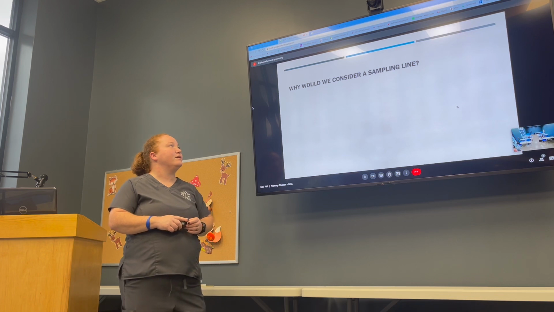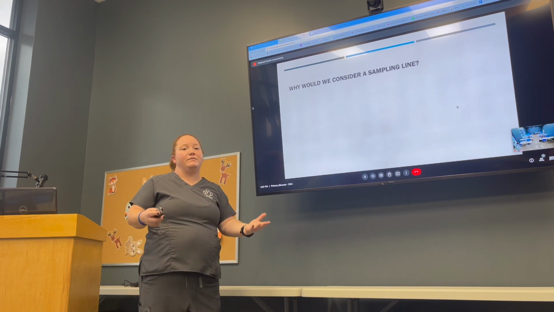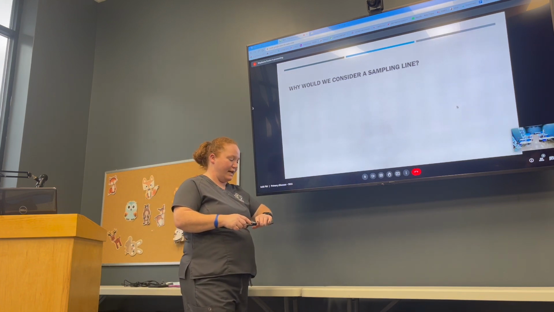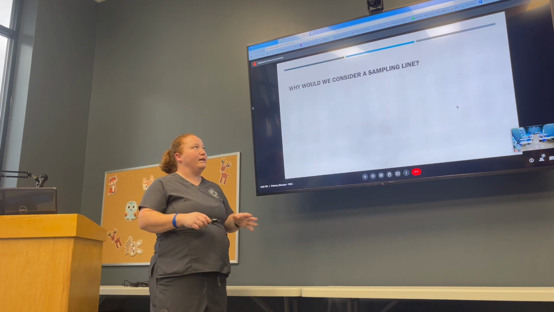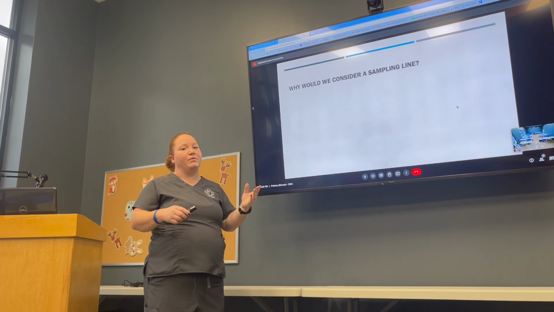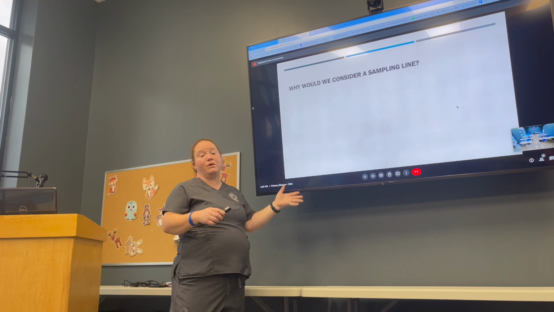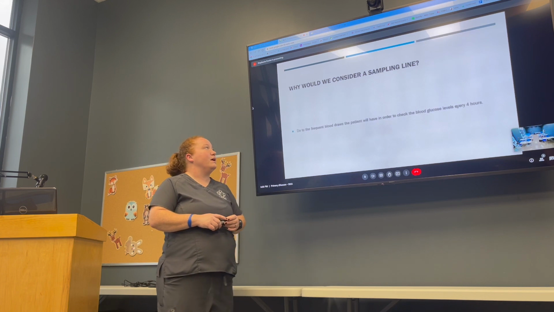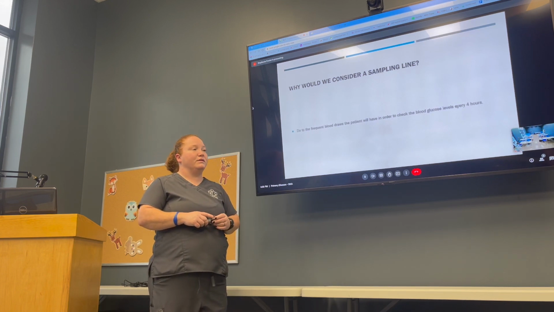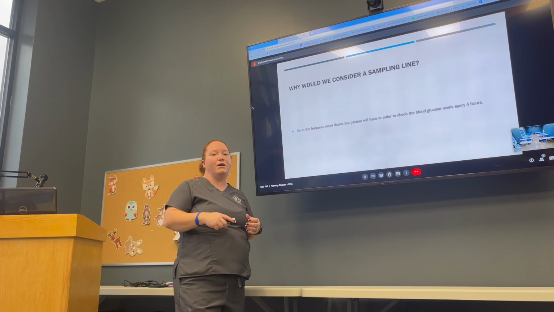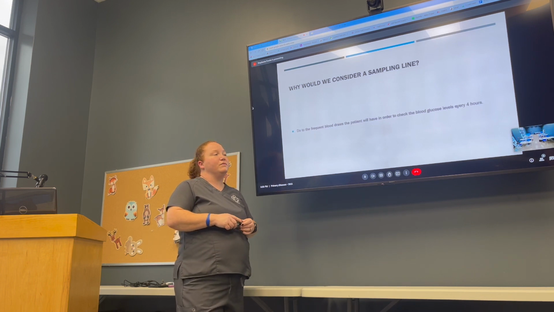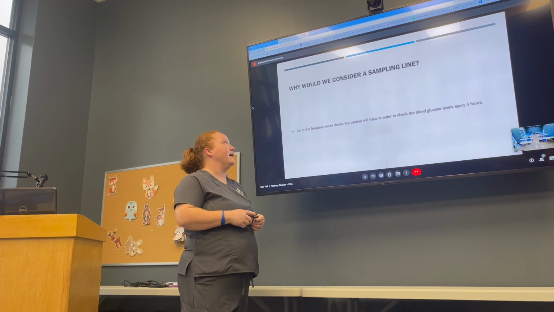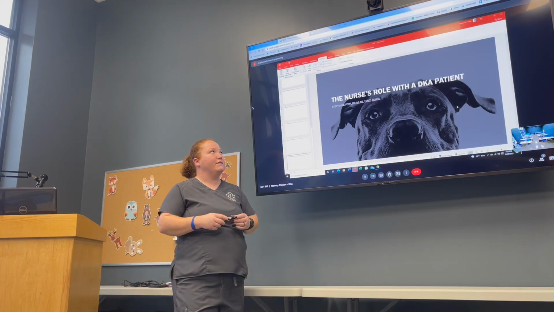So why would we consider a sampling line? Again, we want to trigger that when a patient comes in as a DKA, we want to get a sampling line in. If you don't know how to do it, I highly suggest that you learn how to do it when someone's putting it in. We want to learn that because of the frequent blood draws. A lot of times it's every 4 to 6 hours around the clock, so instead of them getting stuck, to save veins, we place a sampling line. And that's all I have for today on DKA.